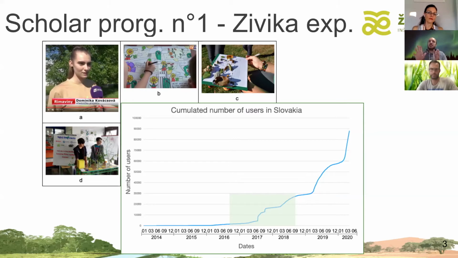So here is the number of users that start to increase at the beginning or in the middle of 2017, and we can see that the volume of people who start to be interested in using the application in Slovakia really increases a lot, based on their activity and the communication campaign that they organize. So the project was organized in 2 years.